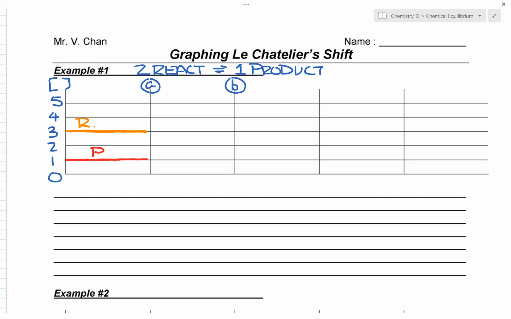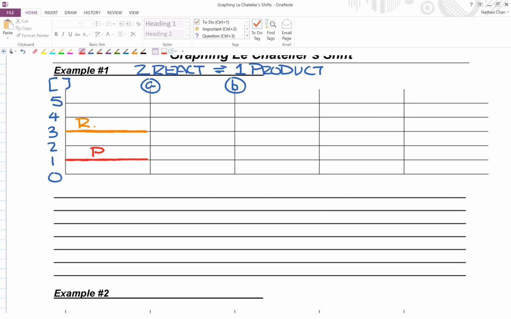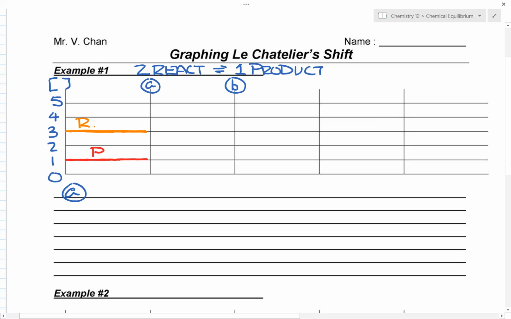But the key thing is you should notice that the concentrations are constant. That is characteristic of equilibrium. So let's say, for example, at situation A, I increase the concentration of my reactant. That is my stress. So if that is my stress, what is the shift?